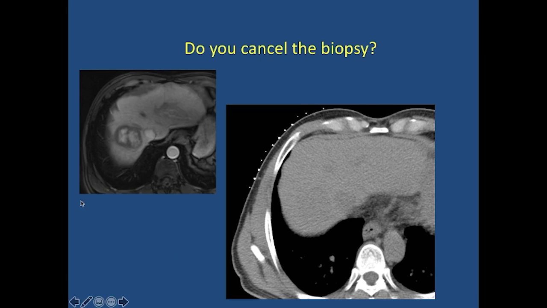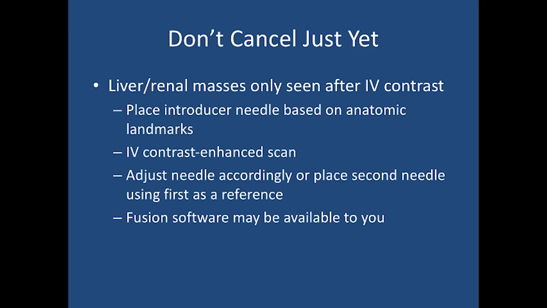In this example, we have a patient with a diaphragmatic liver lesion seen on MRI, but on CT is poorly visualized without IV contrast. Do you cancel the biopsy? And in this case, of course, we don't. For liver lesions or even renal lesions in which the lesion is poorly seen without IV contrast, one can place an introducer needle based on anatomic landmarks, comparing the preliminary images from a procedure scan in which contrast is not yet used, and the prior CT or MRI in which contrast was used.